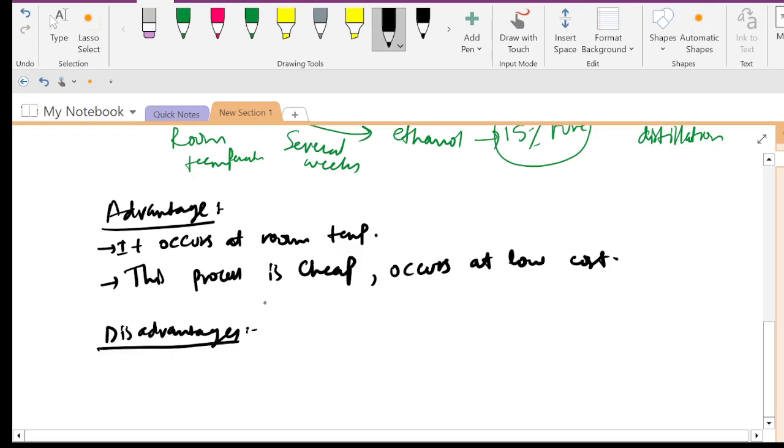So what are the disadvantages? The disadvantage of this process is that only 15% alcohol is produced. The second disadvantage is that this process takes a lot of time, around several weeks, to produce the alcohol. For example, if you need alcohol urgently, this process is not suitable because it takes several weeks to produce alcohol. So this is a disadvantage.